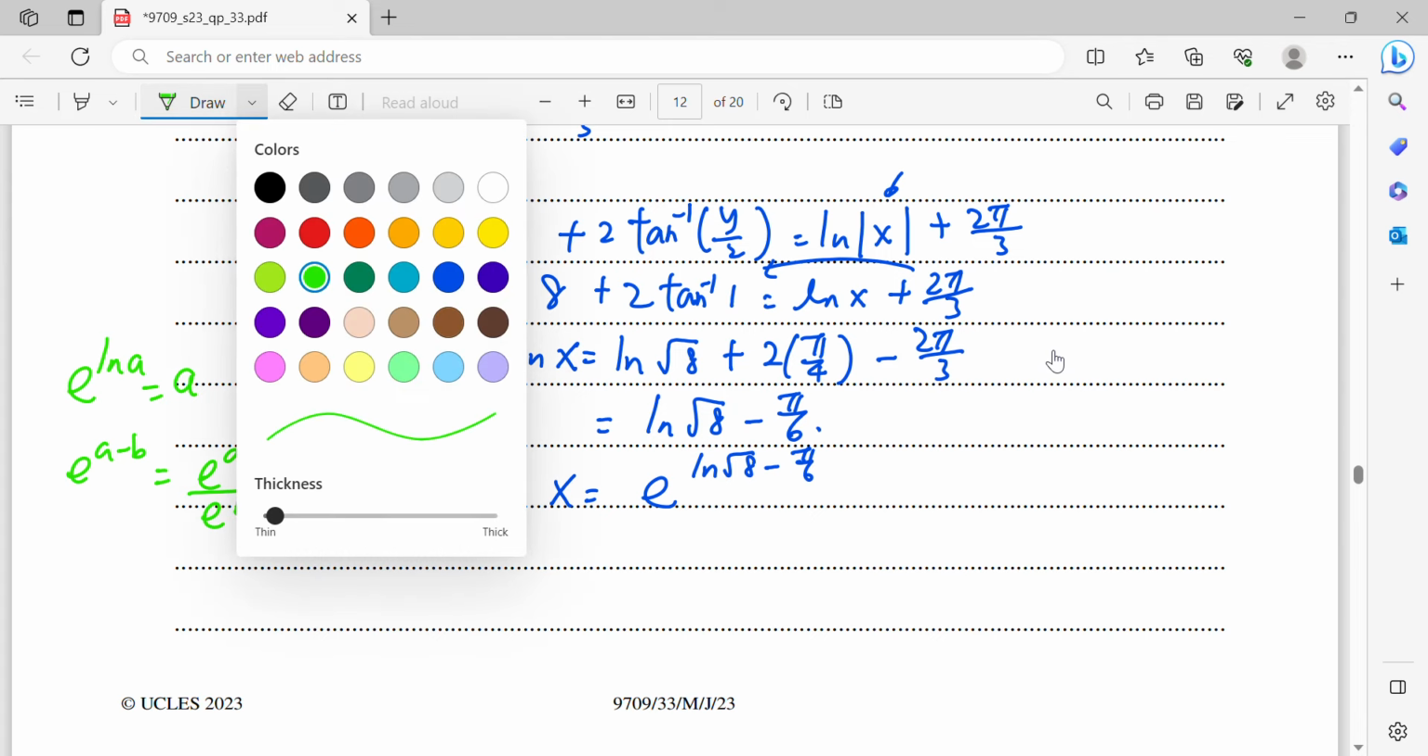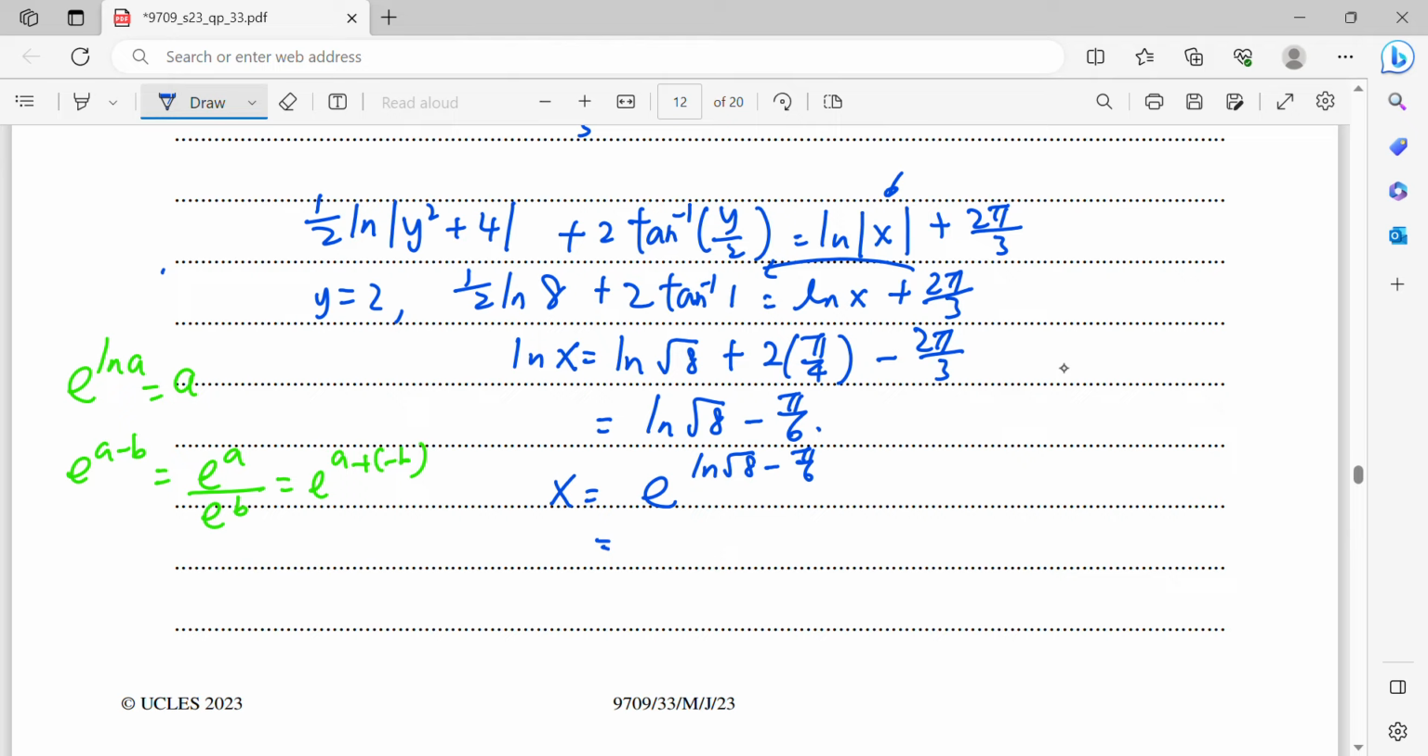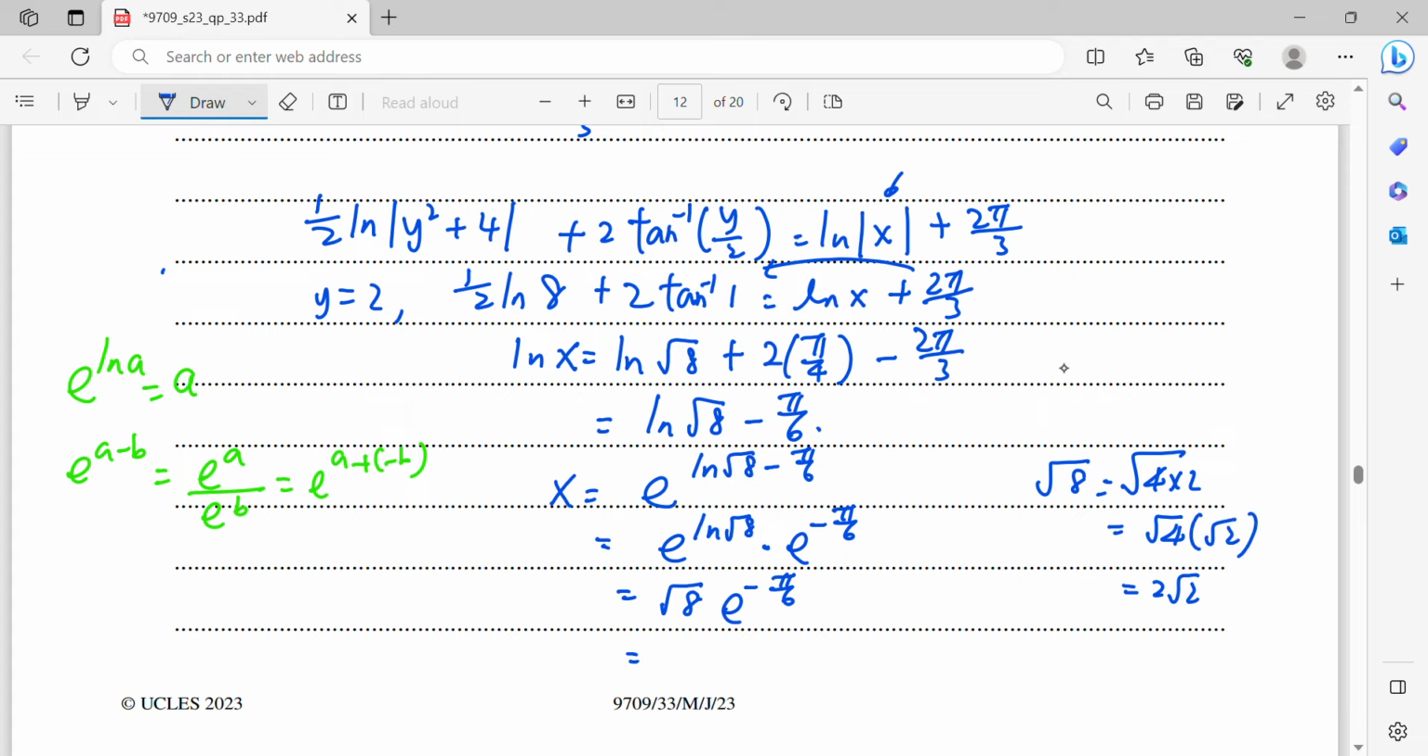Okay, so we have a few forms. So from here, I will say that the first one is e^(ln square root 8) multiplied with e^(negative pi over 6). So e^(ln square root 8) is actually square root 8. Then the square root 8, we know that square root 8 is square root 4 times 2. So this is square root 4 times square root 2, which is 2 square root 2. Okay, so that is your x value.